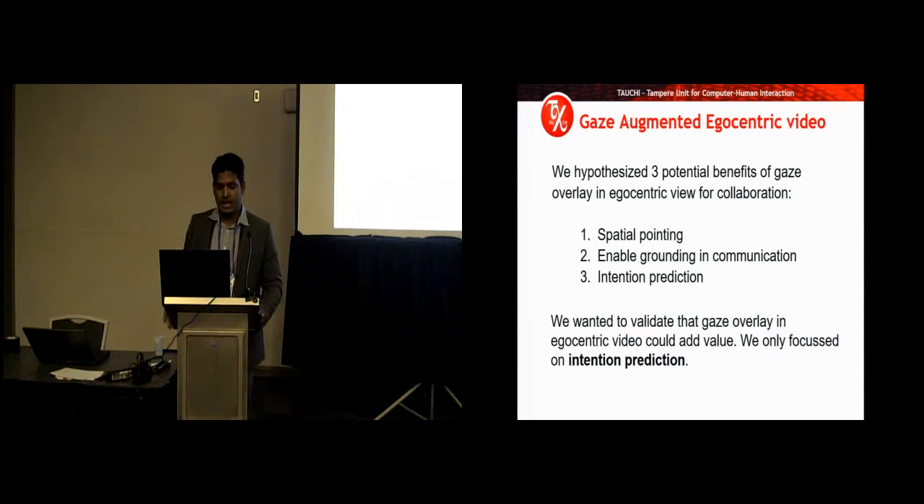And also there's this additional benefit of intention prediction. For example, when you combine gaze with context, you could, to an extent, understand what the person is going to do. So we wanted to work on one of these potential benefits. The focus was to understand if having this gaze overlay in the video would add any benefit, and we wanted to focus on one of these three, and we picked intention prediction for our study.